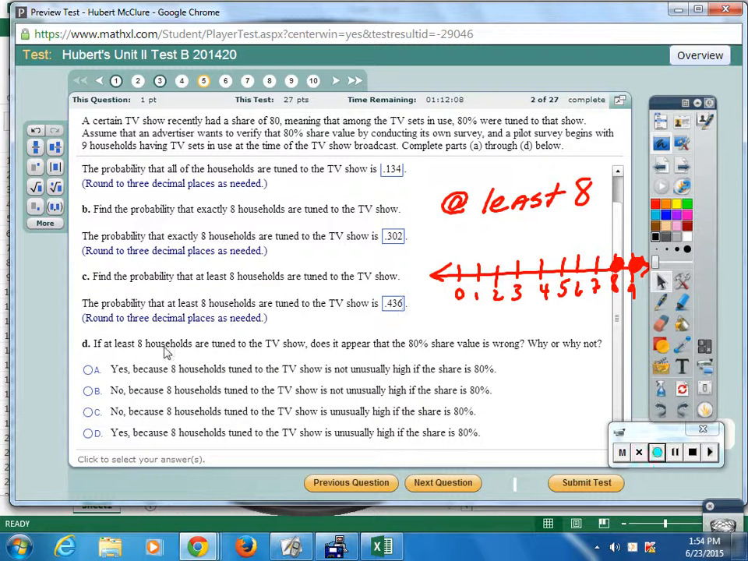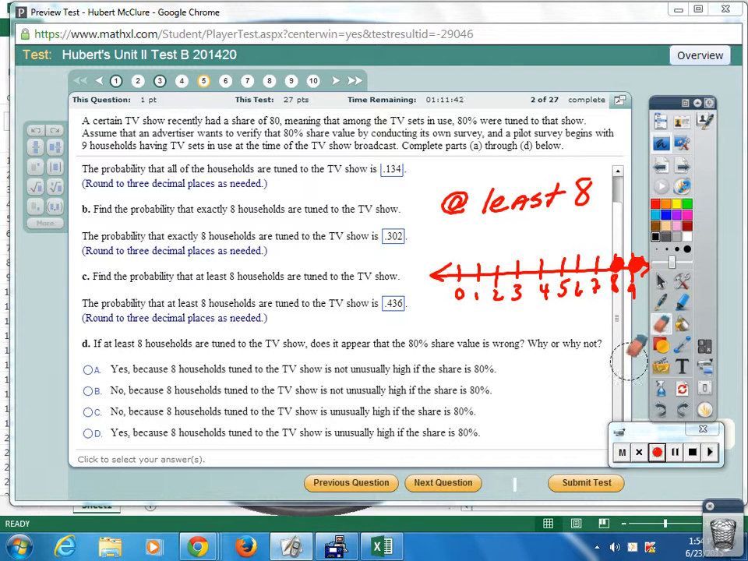And then if at least 8 households are tuned to the TV show, does it appear the 80% share is wrong? Well, if at least 8 is 44%, then yeah, it's wrong. I would say it's wrong, but I get this question wrong all the time, so you figure it out. So it's not going to be no. So I got 44% and they got 80%. Why or why not?